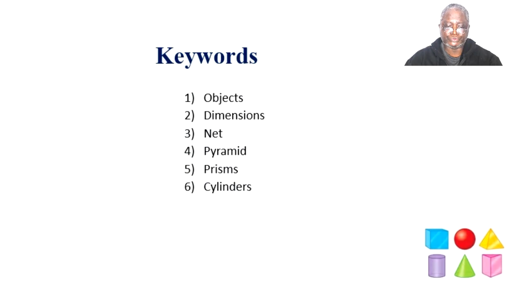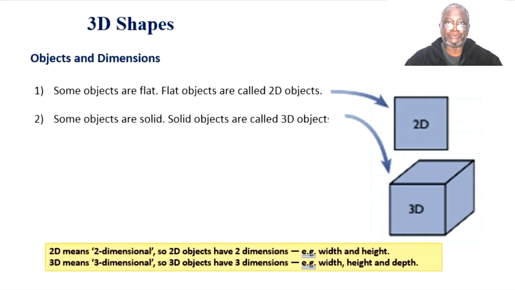The keywords you will come across, which you need to understand clearly and be able to use, are objects, dimensions, net, pyramid, prisms, and cylinders. We start with 3D shapes, which is on objects and dimensions.